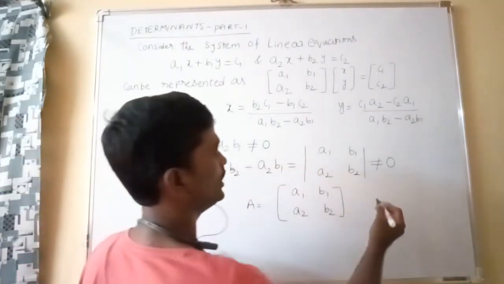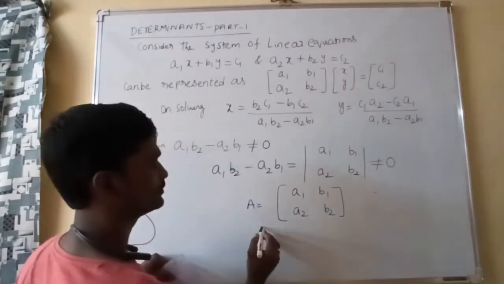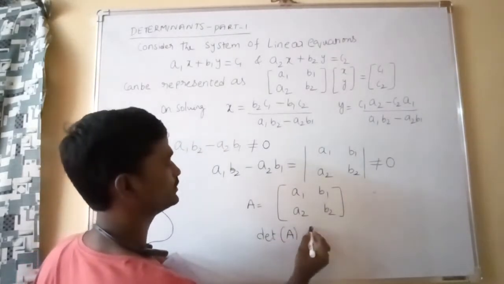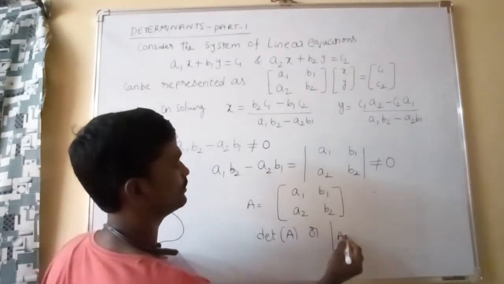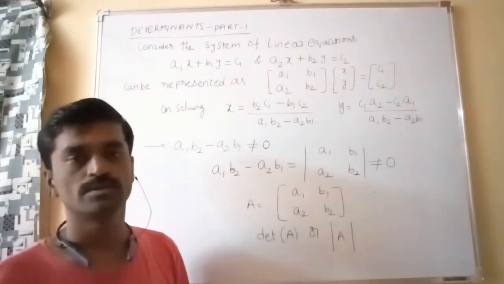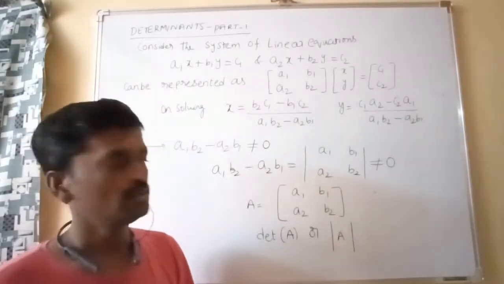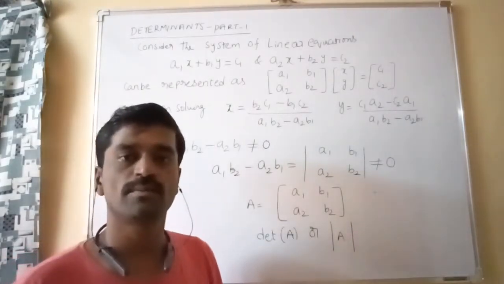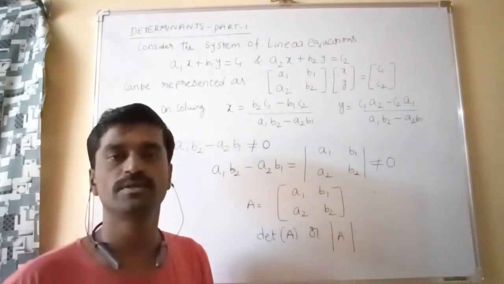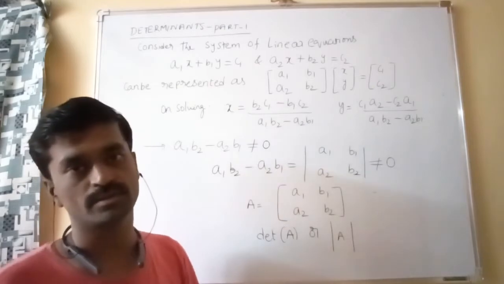The determinant of A is denoted by the symbol det, det of A, or this symbol. Don't read this as modulus of A, it is det of A. So det of A is a number. Suppose A is a square matrix of order 1 by 1, so it has only one element. The element itself is the determinant of that square matrix.